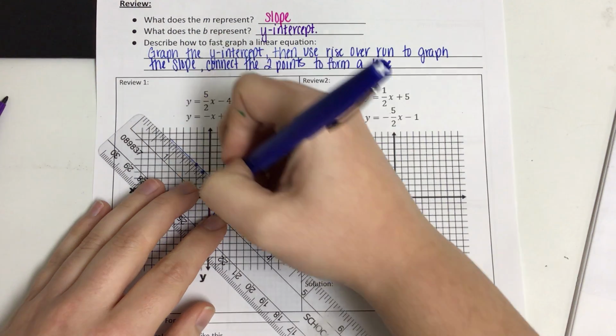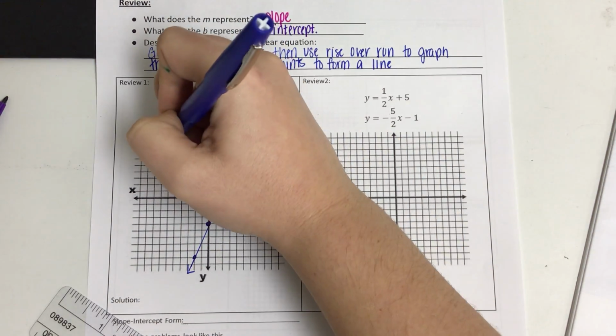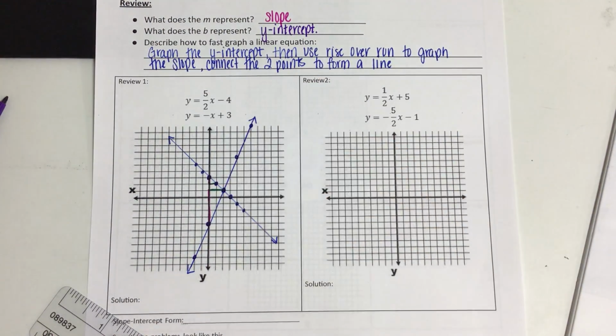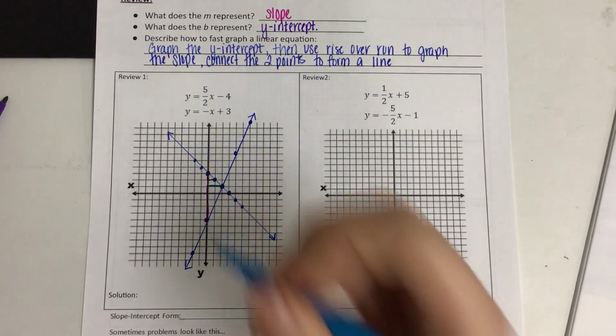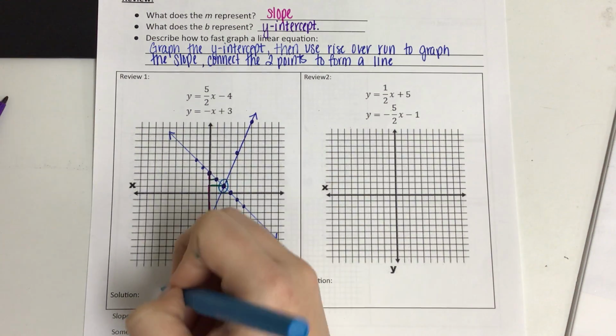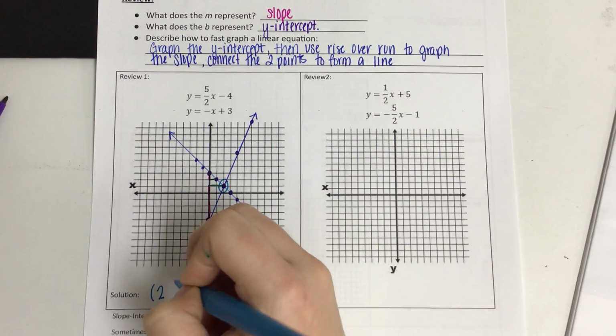Now what we have to remember is that just because we've graphed it, you haven't actually found the solution. You need to make sure you tell me the ordered pair that is the solution. And in this case, that is 2, 1.